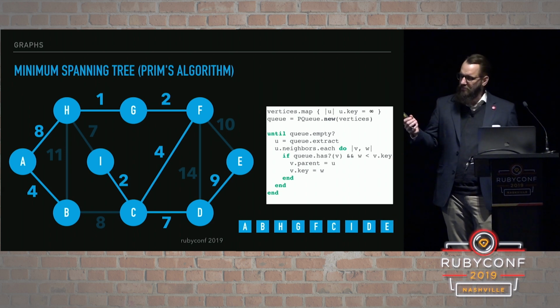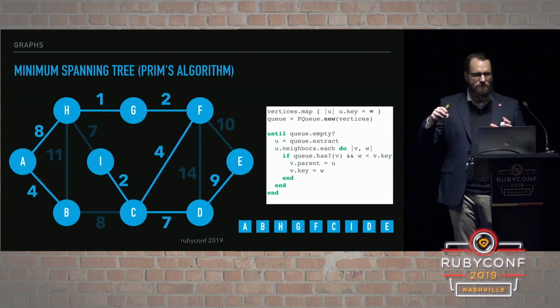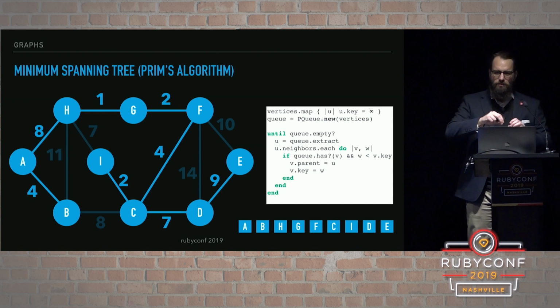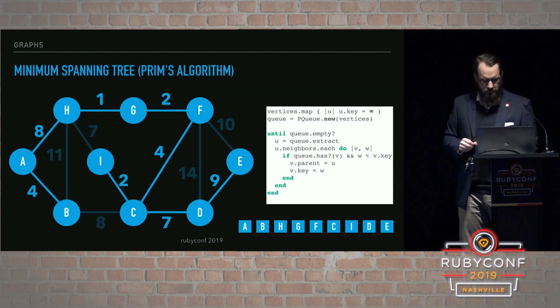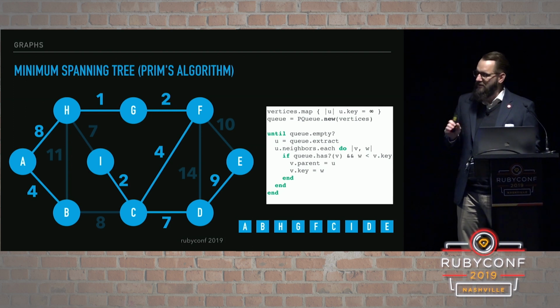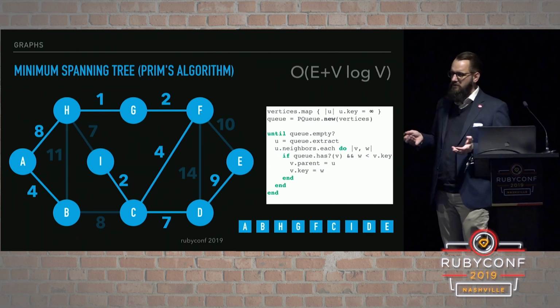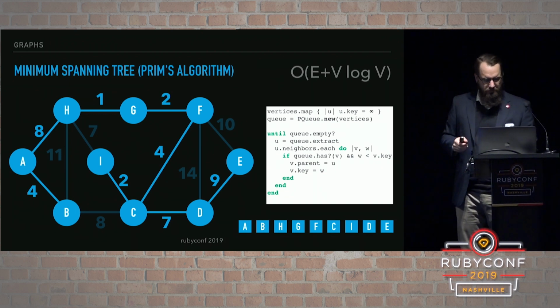And that's Prim's algorithm. And this minimum spanning tree is the set of edges that connect all the nodes at the lowest possible cost. And the complexity on this is a little strange to interpret, but it's E plus V log V, and that's all I'm going to say about that.